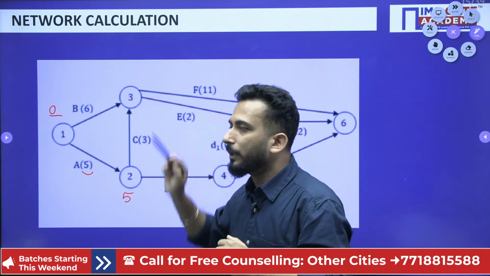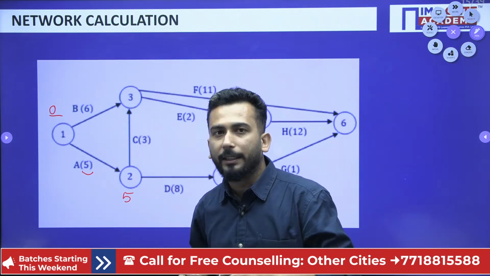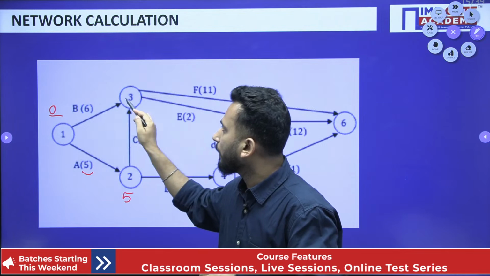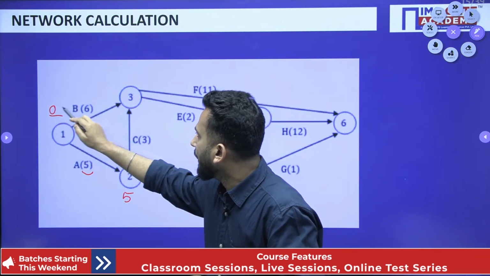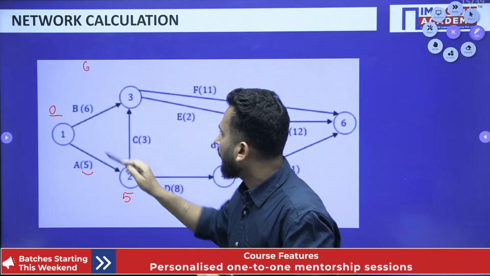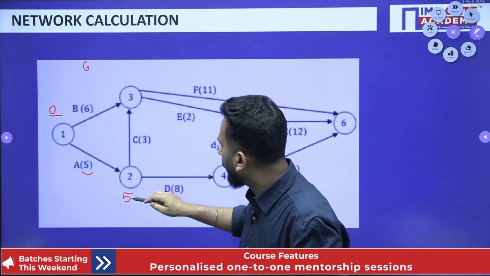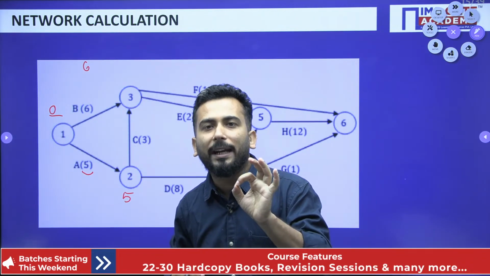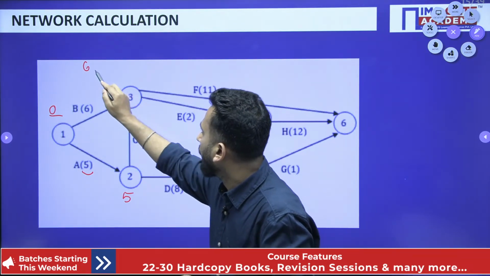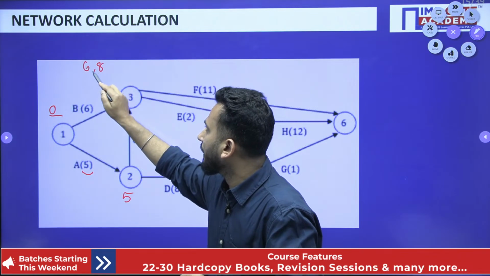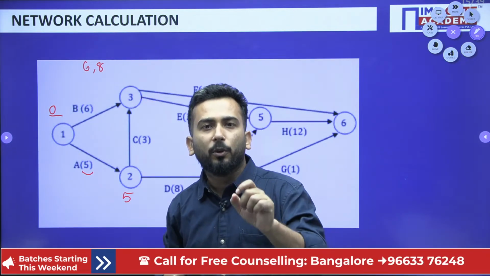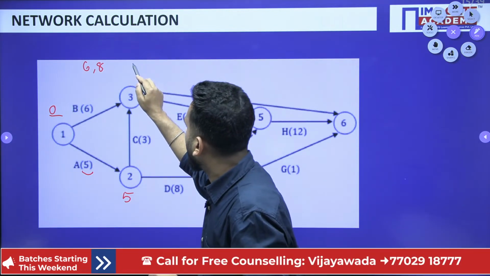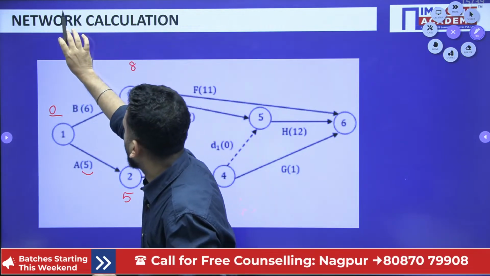Fine. Now I have to reach node 3. In how many ways can I reach it? I can reach from 2 to 3, and I can reach from 1 to 3. If you reach from 1 to 3, it will be 0 plus 6, which is 6. And if I reach from 2 to 3, it will be 5 plus 3. Why am I adding? When you are going forward, you have to add the activity time, right? So 5 plus 3 will be 8. Now you have two time estimates for reaching this node. I told you that whenever you are going in the forward direction, you have to take the maximum time. So I will consider 8 over here, and that's why I am deleting these two.